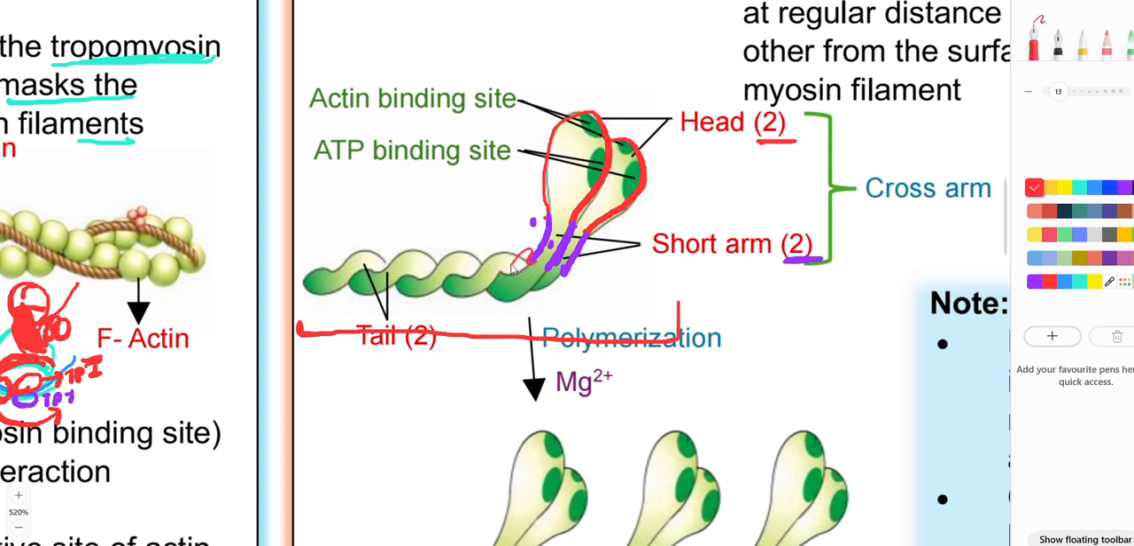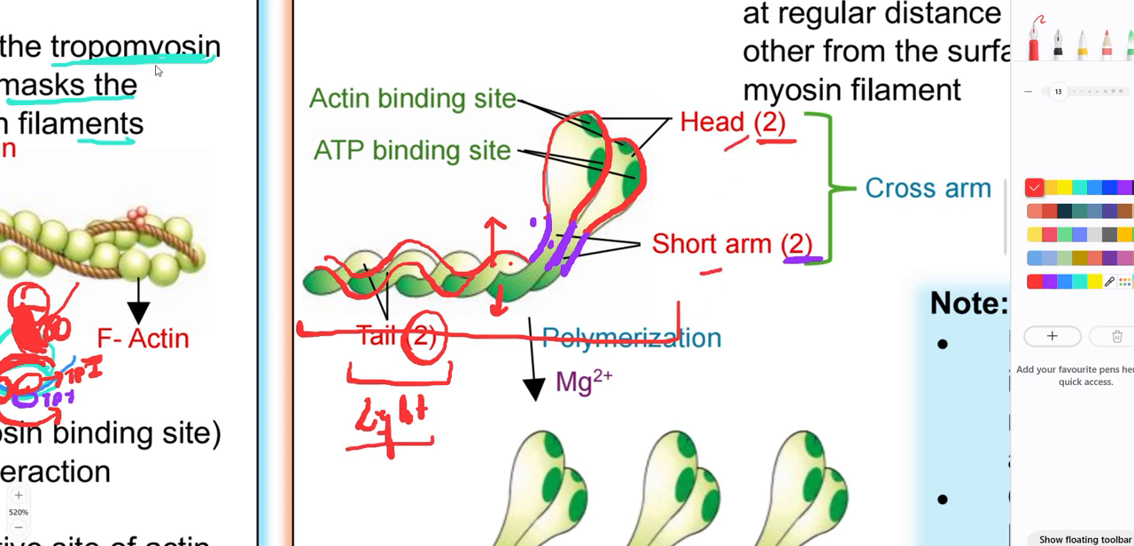Then look at the tail. How is the tail? It is fibrous in nature. This is one tail and this is another tail. So two tails are present. This tail part we call the light meromyosin part, and this head along with the short arm we call heavy meromyosin. This head along with the short arm forms the cross arm.